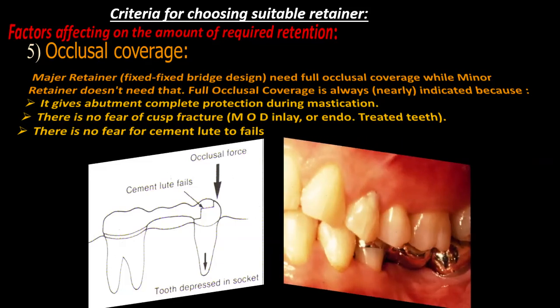Crucial coverage. As we said previously, a major retainer in a fixed bridge design needs full coverage, while a minor retainer does not need that. Of course, in a fixed bridge or fixed-movable bridge, the major retainer, whether in a cantilever or spring cantilever, is all a major retainer. A major retainer by itself needs full closure coverage.